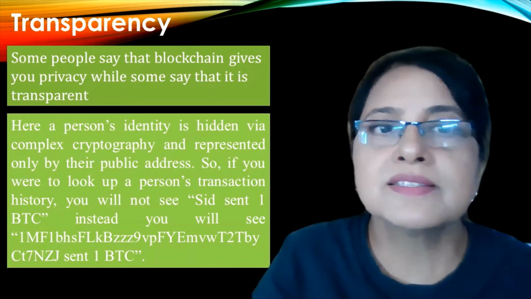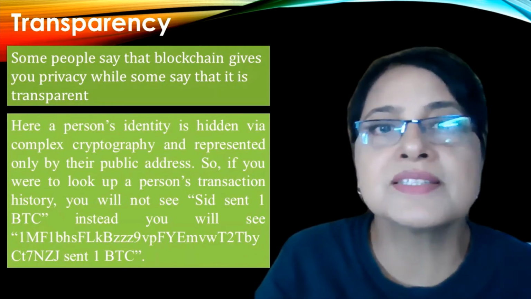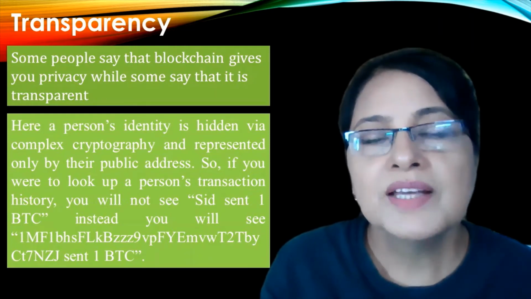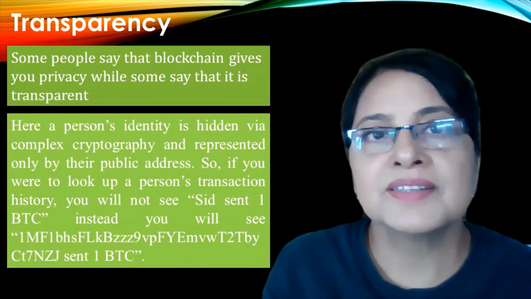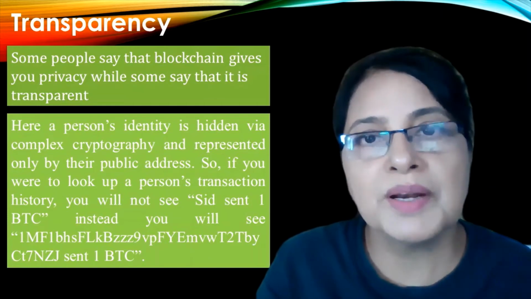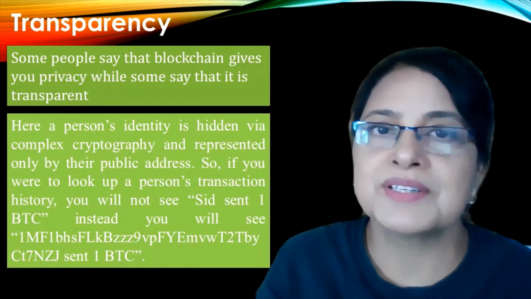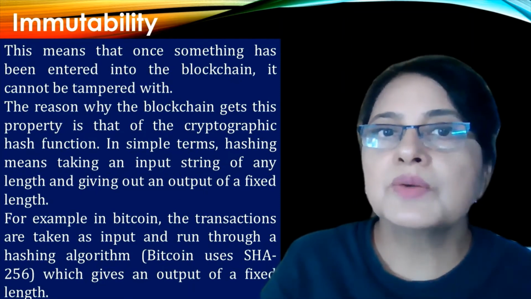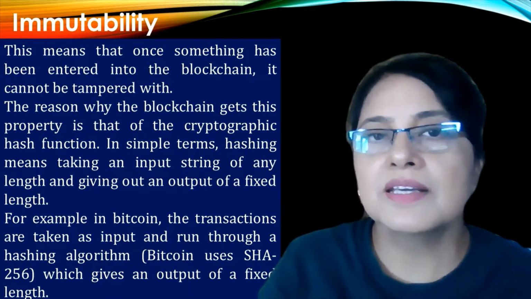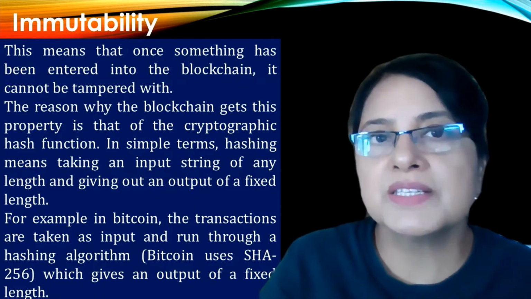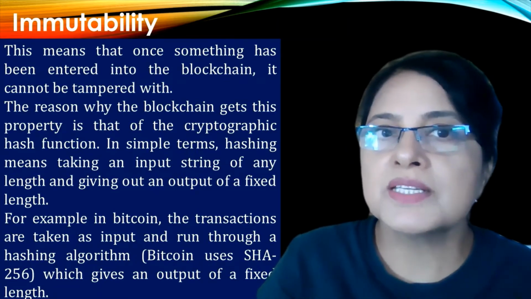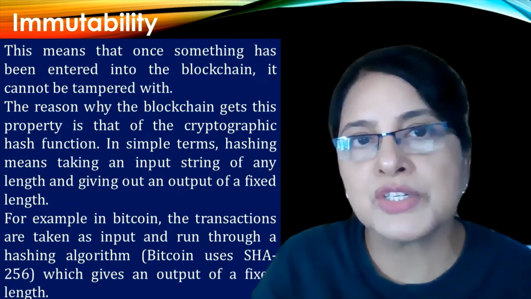It will not say Sid sent 1 Bitcoin. Instead, you will see a very long, complex code sent one Bitcoin. That's how it remains transparent while still being private. Another property is immutability. Now, this means that once something has entered into the blockchain, it cannot be tampered with. The reason why the blockchain gets this property is the cryptographic hash function.